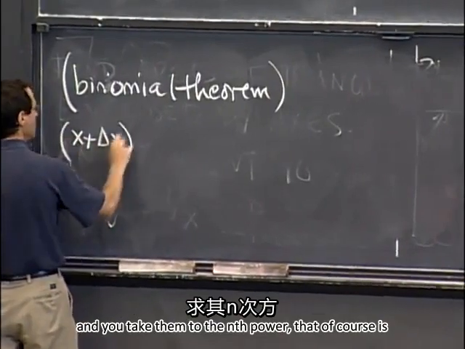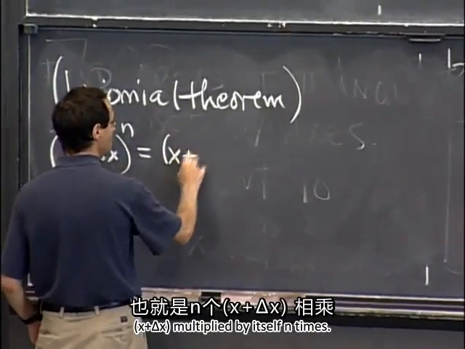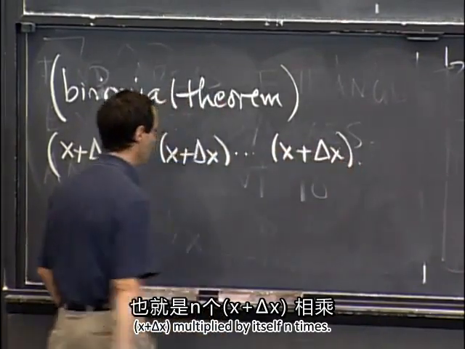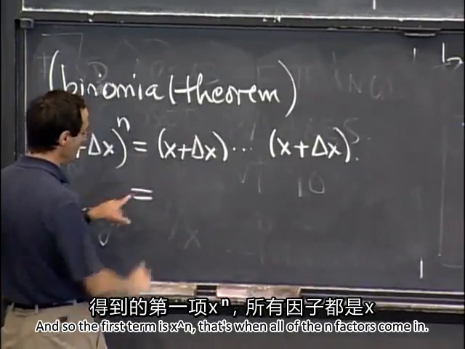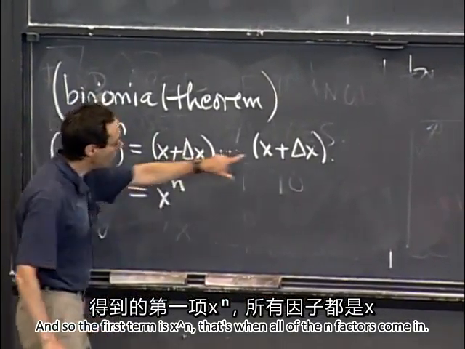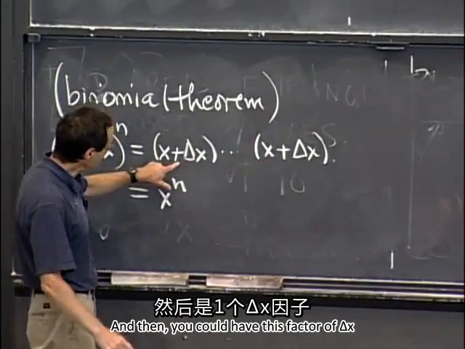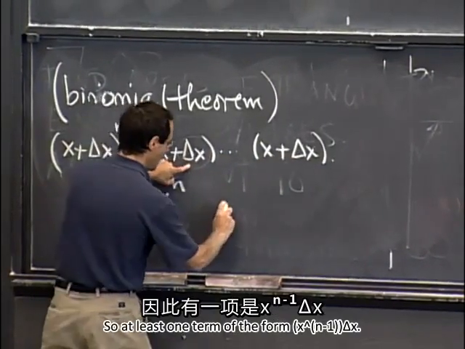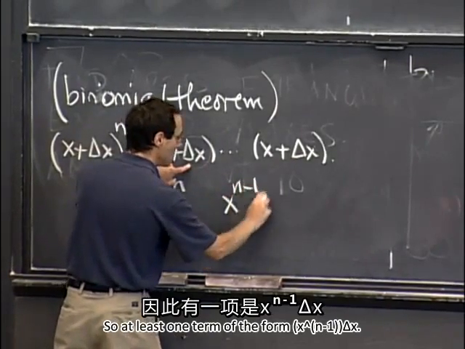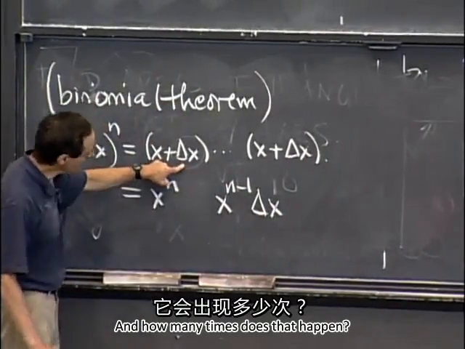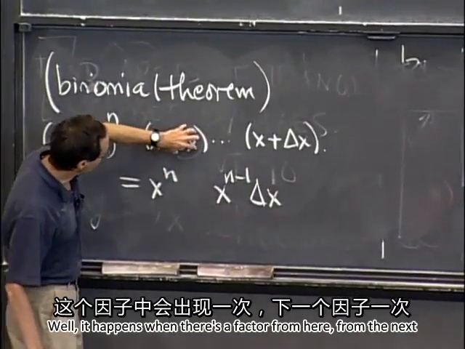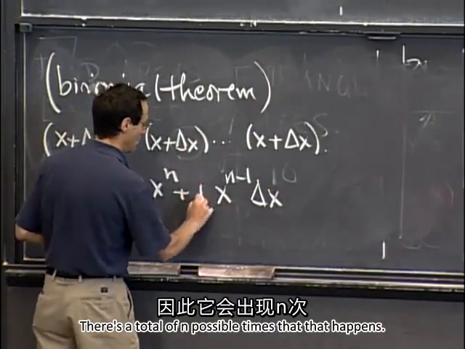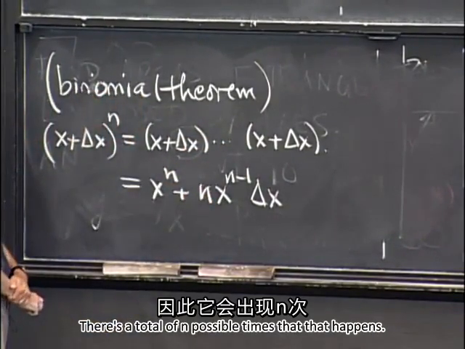sum of two guys and you take them to the nth power, that, of course, is x plus delta x multiplied by itself n times. And so the first term is x to the n. That's when all of the n factors come in. And then you could have this factor of delta x and all the rest x's. So at least one term of the form x to the n minus 1 times delta x. And how many times does that happen? Well, it happens when there's a factor from here, from the next factor, and so on and so on and so on. There's a total of n possible times that happens.